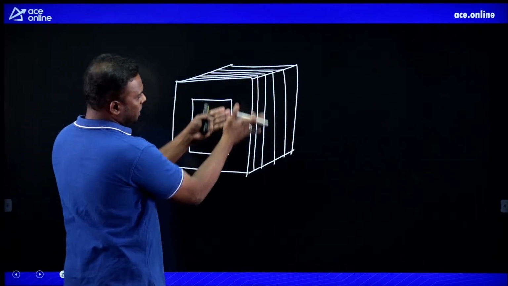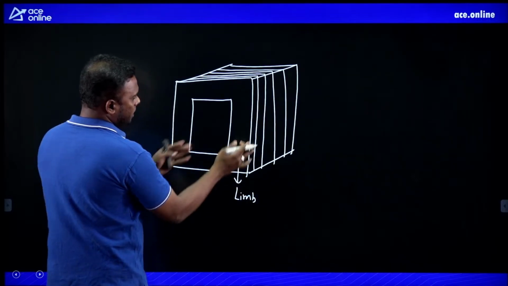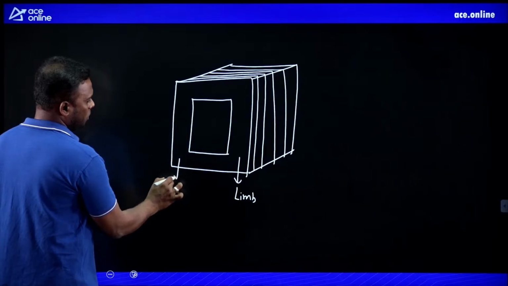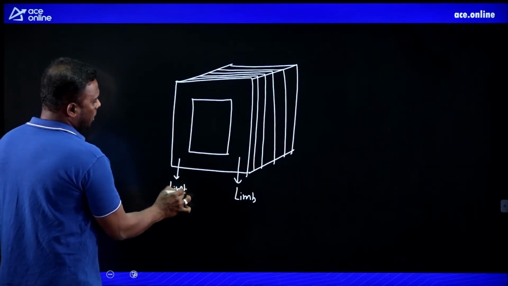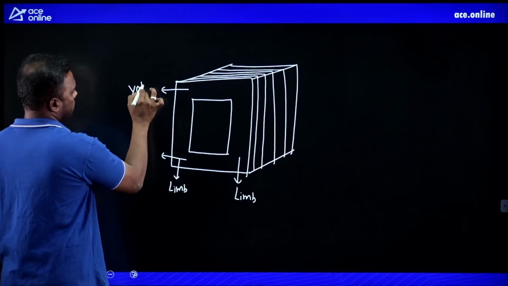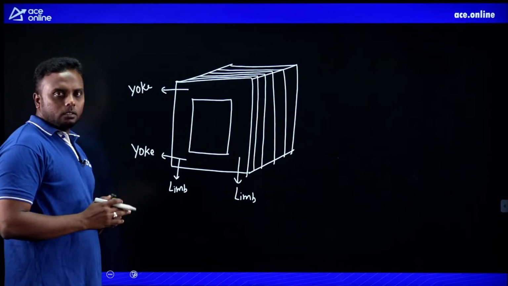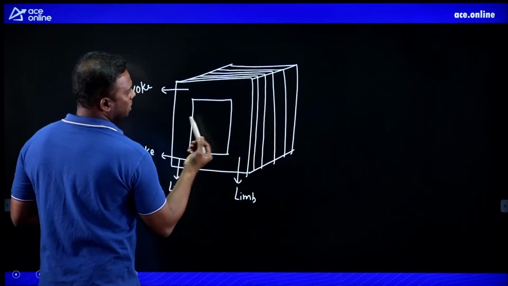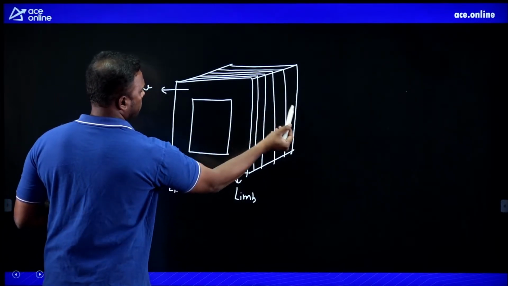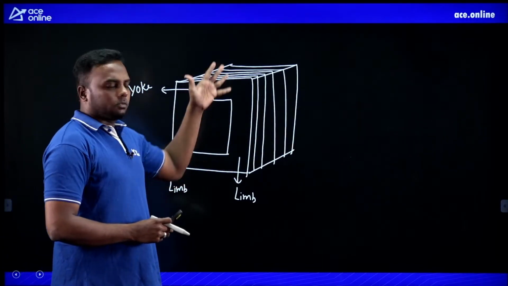Now this vertical part of the core we call the limb of the transformer. This is one limb, this is another limb. Two limbs will be there. And this horizontal part of the transformer core we call the yoke of the transformer. This is the yoke. Now, generally, where do we put the windings? On the limb only. Like this we put a number of turns here, here, and here. So windings are placed on the limbs of the transformer.